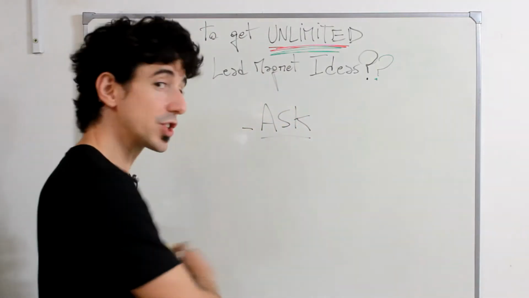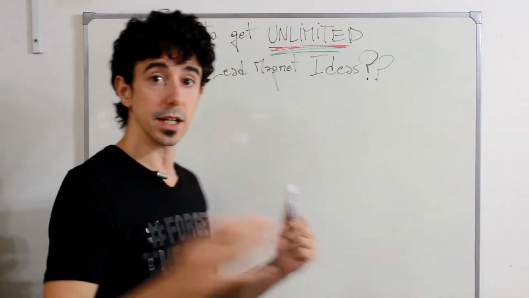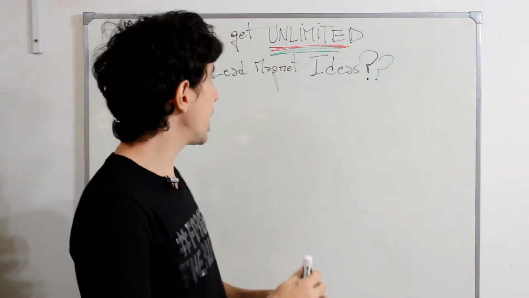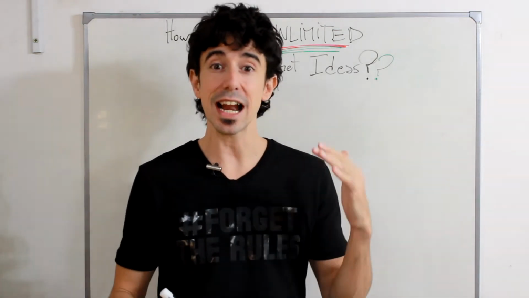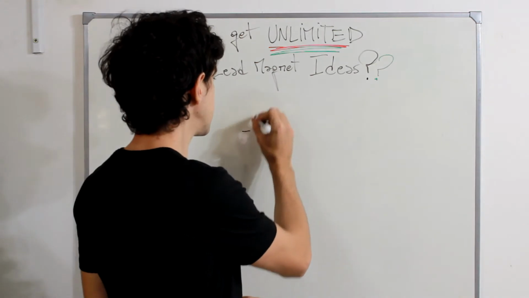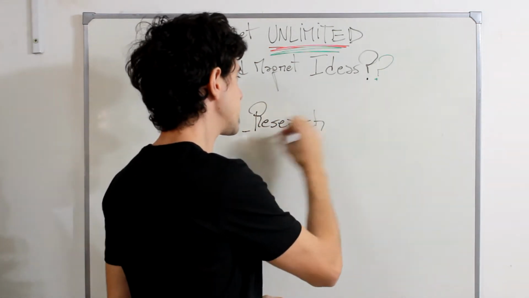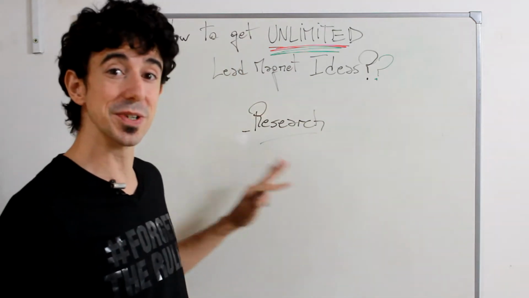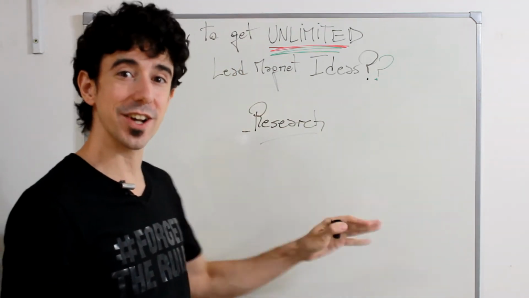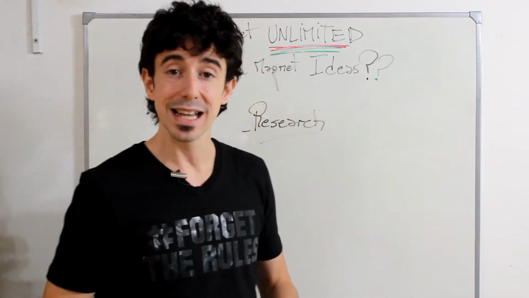Now, step number two, which is the one that I personally use a lot. I do use the ask method a lot, thanks to Ryan, by the way. But the second method is one that I really like, and it's the method of research. Now, here's the thing. Stay with me, because I'm going to show you guys a really cool technique of how to actually go out there and research a market, so you can get unlimited lead magnet ideas.